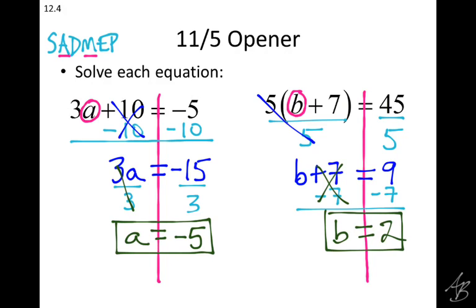All right, so in this one, when the b started on the left side over here, we still have it on the left side, and we still have it on the left side. So the variable's always going to end up on the side that it started on.